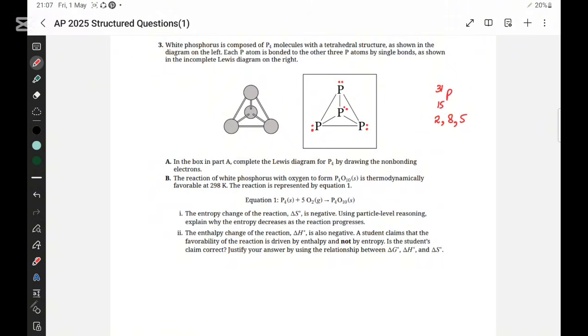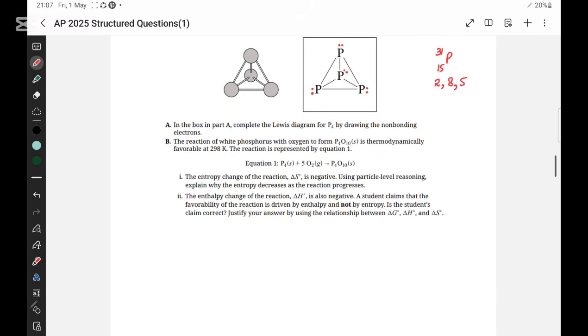Yes. The reaction of white phosphorus with oxygen to form P4O10 is thermodynamically favorable at 298 Kelvin. The reaction is represented by equation 1. They are saying the entropy of the reaction is negative. Use particle-level reasoning to explain why the entropy decreases as the reaction progresses. So we can see here that we have a gas state here, and it is changing into solid state.